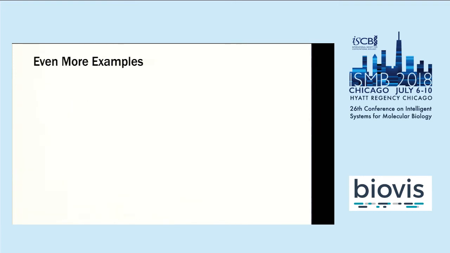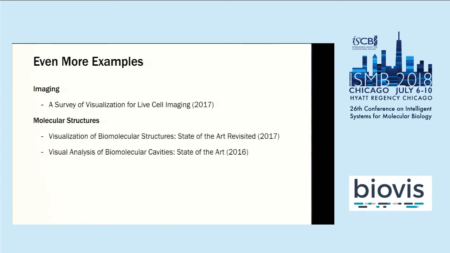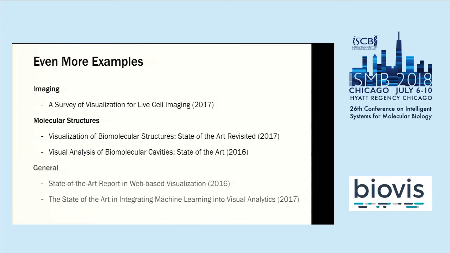And there are even more. There's one on imaging, visualization of live cell imaging data, molecular structures, one in general and one on biomolecular cavities. So check these things out before you start implementing your own thing. Of course, also search the biology literature, because there will probably be a lot of other reviews that overlap very little with those. So that's, I think, one of the general problems that I want to point at later. There are also 2 general ones that might be interesting to this community, one on web-based visualization, one on integrating machine learning and visual analytics.